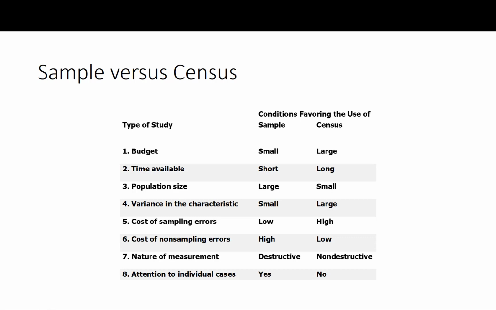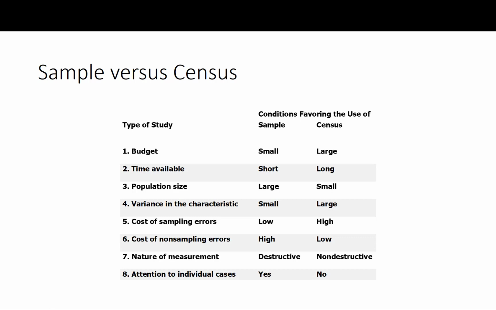So the cost of non-sampling errors. These are other errors that are included in the study, things like construct measurement errors. Those might have higher costs attached to them than sampling errors, whereas these are reversed in the census situation.